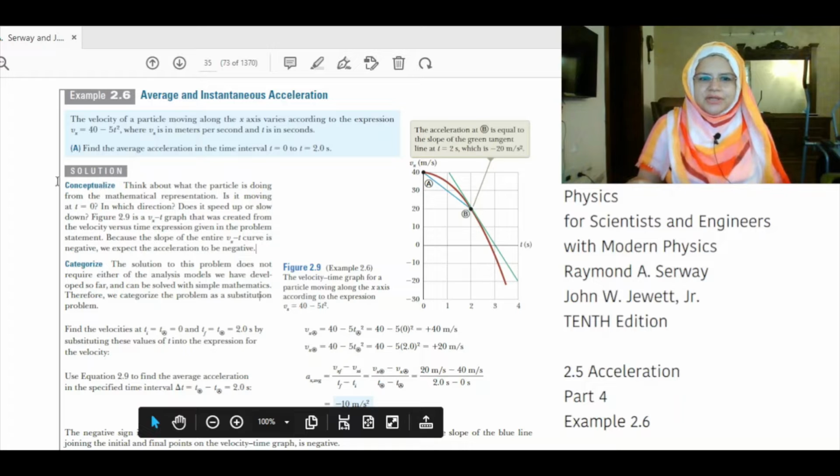Solution: conceptualize. Think about what the particle is doing from the mathematical representation. Is it moving at t is equal to 0? In which direction? Does it speed up or slow down? Figure 2.9 is a Vxt graph that was created from the velocity versus time expression given in the problem statement. Because the slope of the entire Vxt curve is negative, we expect the acceleration to be negative.